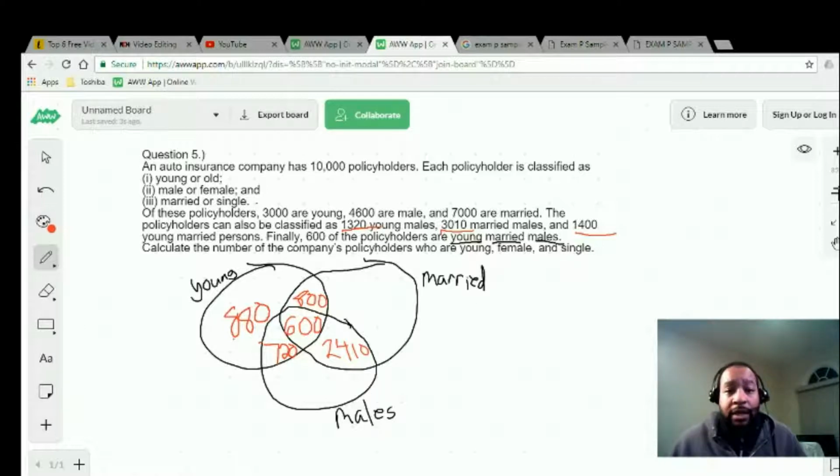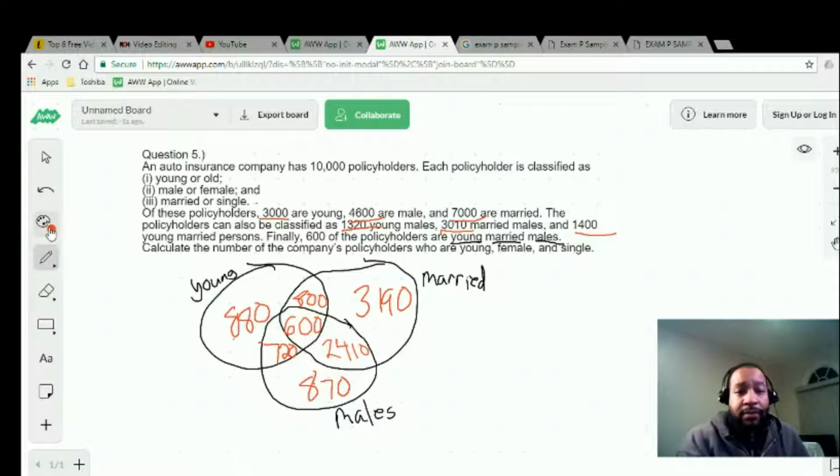All right, so for married, we have 7,000. So 7,000 minus 800 minus 600 minus 2,410 indicates that this number needs to be 3,190. And the males is 4,600, so that means that 4,600 minus 720 minus 600 minus 2,410 is going to give us a value of 870.